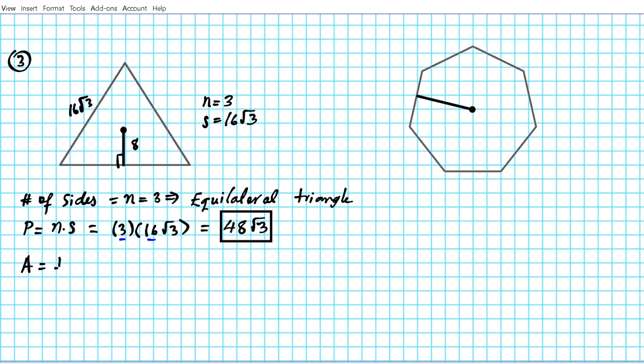All right, let's go ahead and find the area. Area is 1/2 of the apothem times the perimeter.